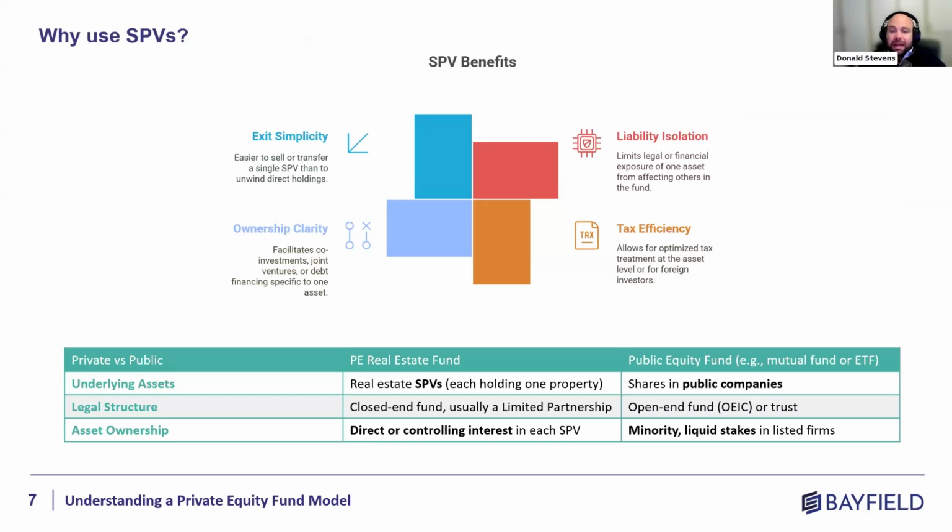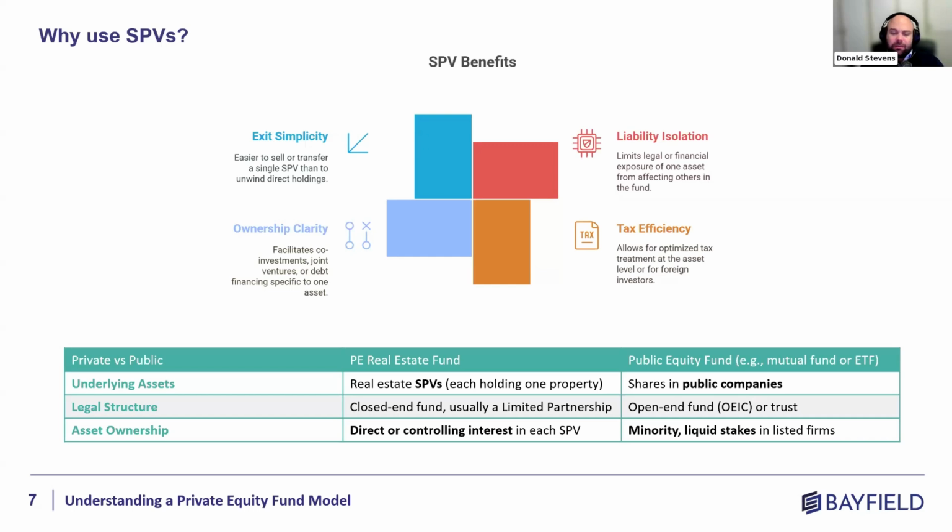So the reason that SPVs are used is, the first thing is the exit is simpler. You can just offload the SPV rather than unwinding the direct holdings. You also got liability isolation. And what we mean by that is, let's say you hold 4 SPVs in the fund. One goes bankrupt, it's an absolute mess. It doesn't affect the other 3. So it's its own little legal entity. So that's the benefit in that respect.